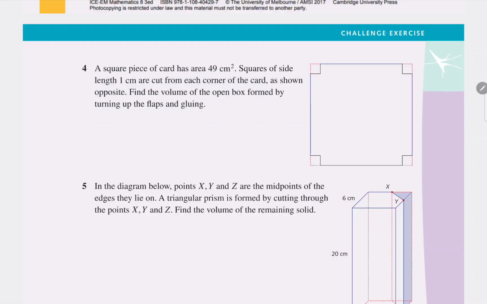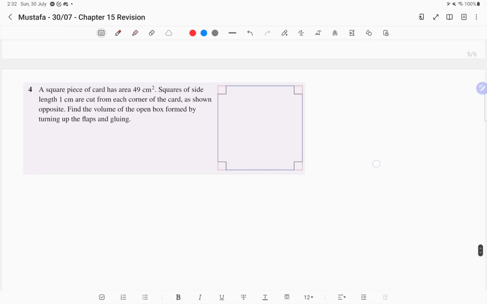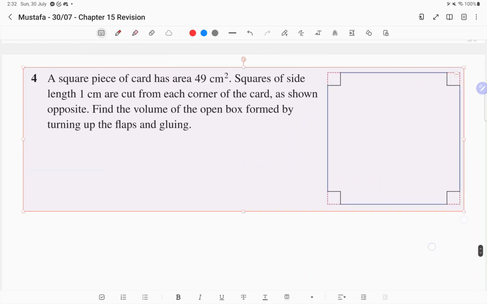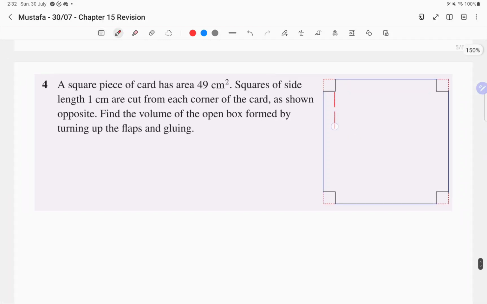Question 4. A square piece of card has area 49 centimeters squared. Squares of side length 1 are cut from a corner and find the volume of the open box, turning up the flaps and gluing. This is 1. This is 1. So what's this side here? The one I just drew.